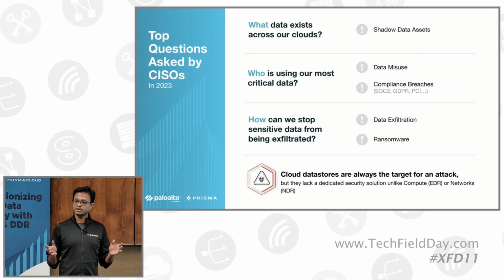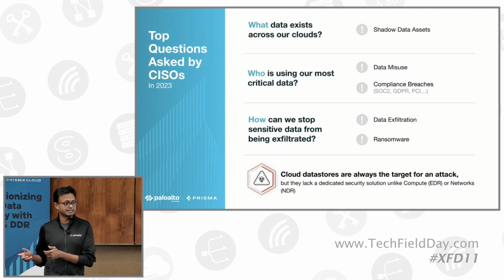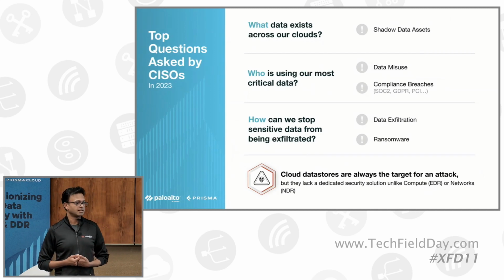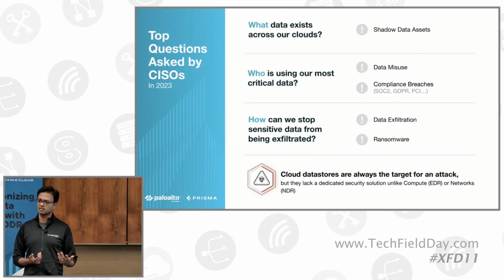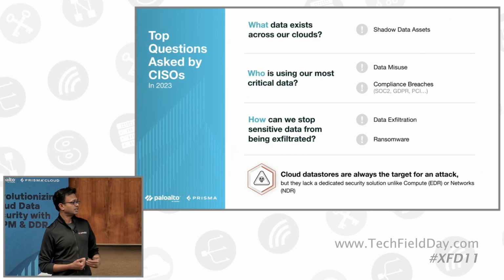Now that I know where my data is, now that I know what type of data exists, who's actually utilizing that data? What are the different touch points for that data? This gets into the misuse of data, or the compliance reasons that I need to go back and understand how I restrict access to the data point.